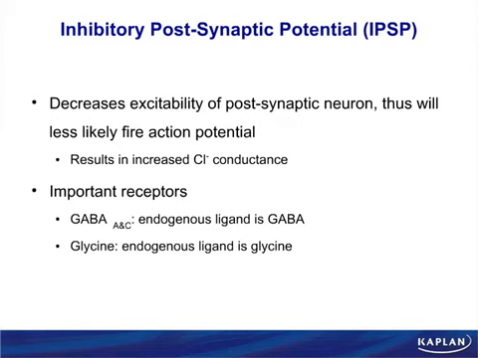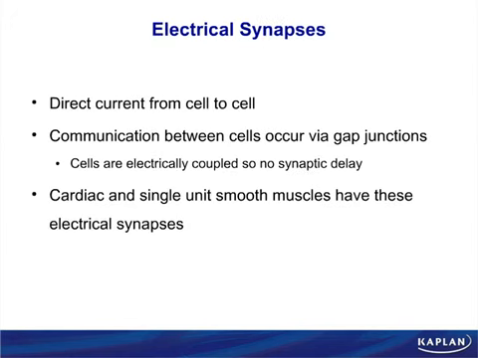So, location, location, location. All right, I'm just going to briefly mention the idea of electrical synapses. This is direct current from cell to cell. This communication occurs via gap junction. So there's basically an electrical opening, right? There's basically a hole connecting two cells together. That's what a gap junction is.